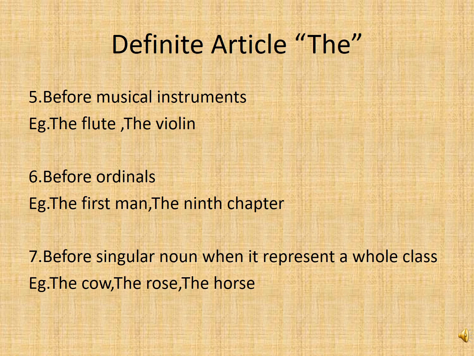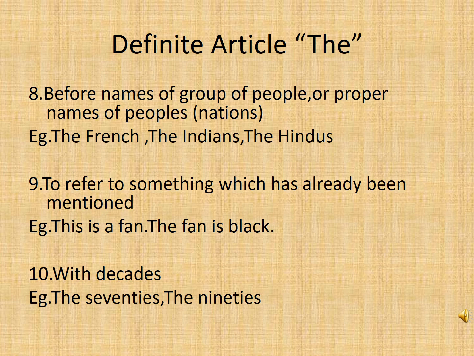Before musical instruments, we use the, like the flute, the violin. Before ordinals also, we use the, like the first man, the ninth chapter. Before a singular noun, when it represents a whole class, we use the, like the cow, the rose, the horse. Before names of groups of people, that means nations, we use the, like the French, the Indians, the Hindus. Then, to refer to something which has already been mentioned, we use the.